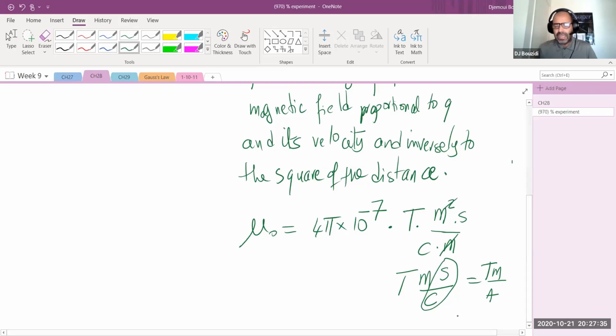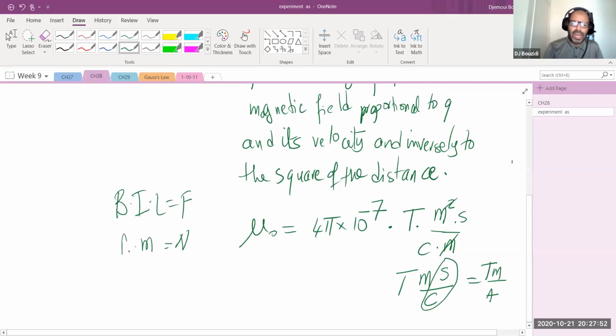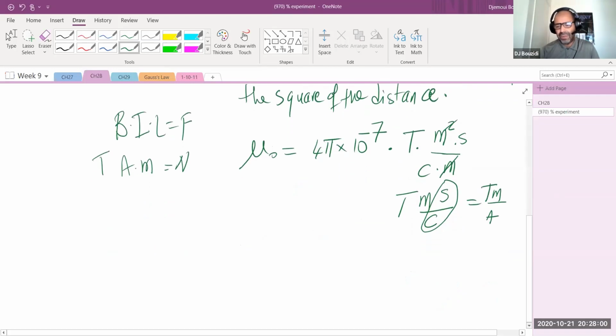Tesla is not actually a fundamental unit. We defined it last time. Remember the expression that we used last time, B times I times L, gives me the force. That is clearly in Newton on one side, and meter times an ampere times a Tesla on the other. So the Tesla itself is a Newton divided by an ampere and meter. So if you divide it that way, mu naught itself will have, what is it?